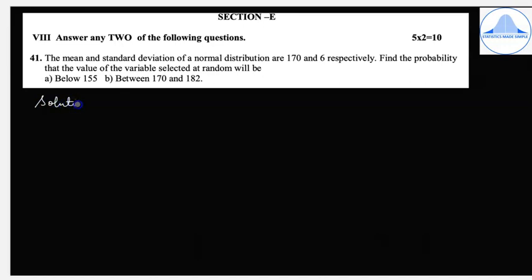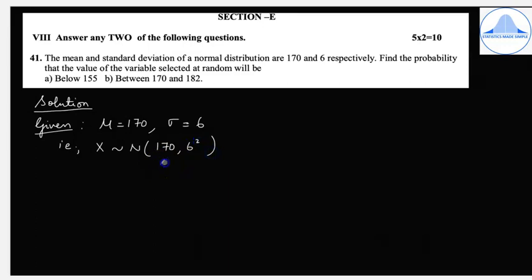Under solution, let us first write the parameters which are given for the normal distribution. So I will write given mean. So mean is nothing but mu, which is equal to 170. And standard deviation means it is sigma, which is equal to 6. Next you can write that X follows normal 170, 6 square. So this is mu and this is sigma square.